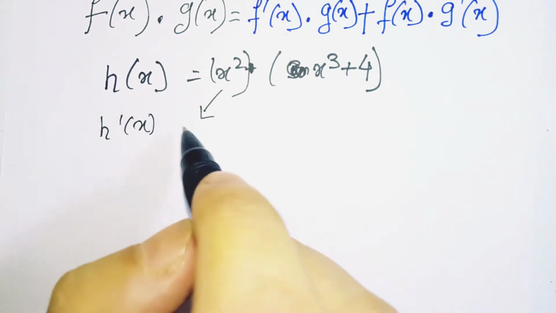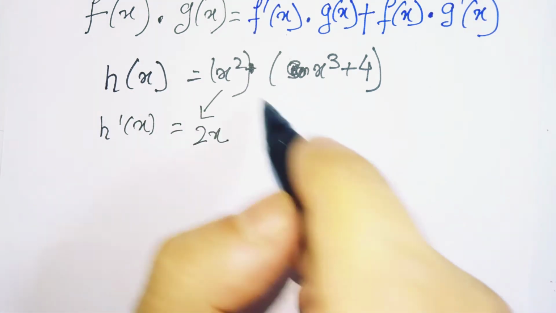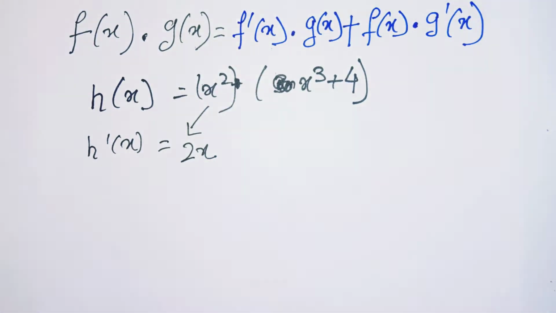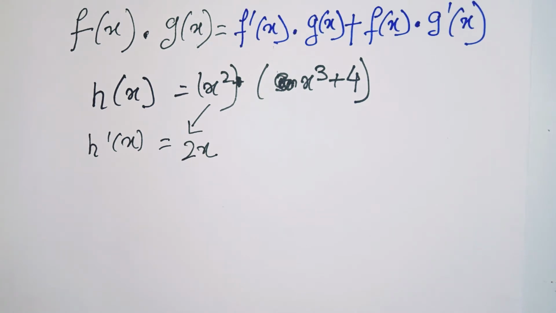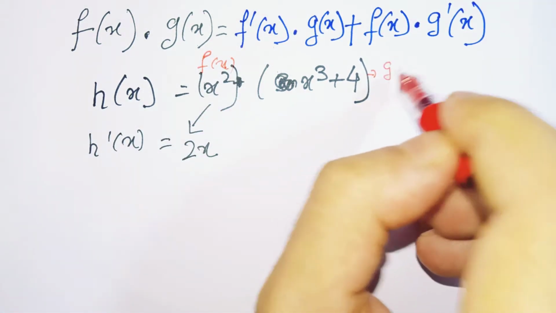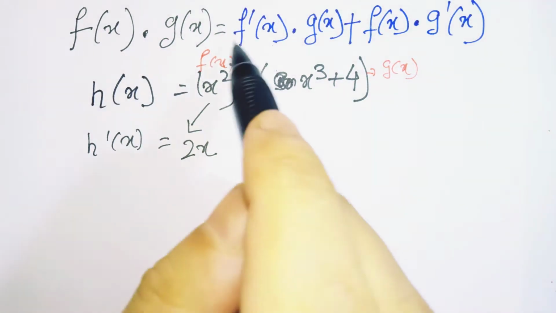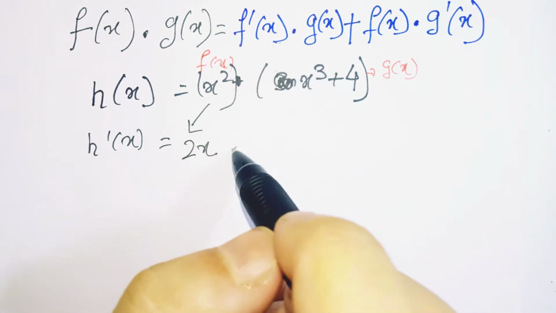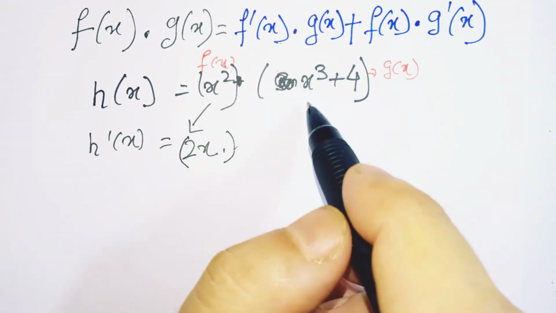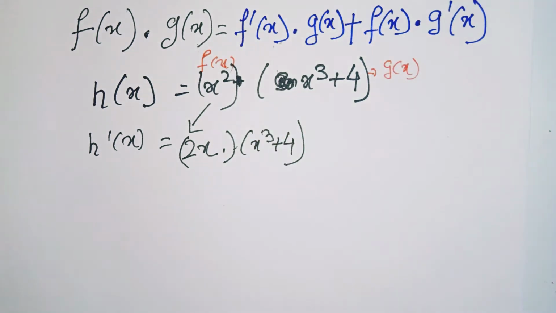We calculate the values. The derivative of the first part would become 2x, and then we leave the other part. Just for convenience, let me write this as f of x, and this part as g of x, which makes things easier. So we have taken the derivative of the first term and multiplied, so we put a dot with a bracket in between. Then we take the second part and write it as it is, x cubed plus 4.